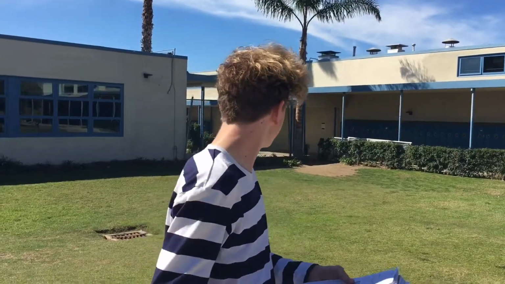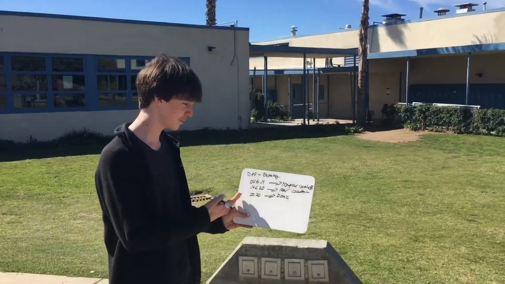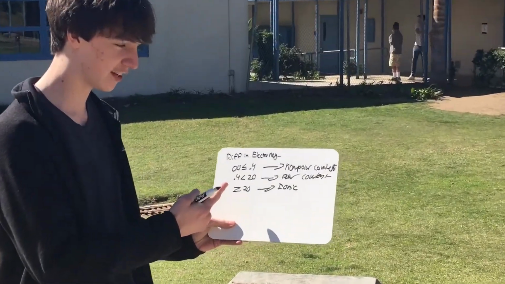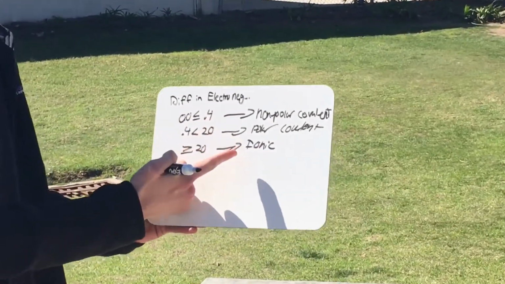Elaborating on what Professor Salon was saying, there are 3 bond types. There's covalent, in which electrons are shared equally between bonded atoms. There's polar covalent, in which electrons are shared unequally between bonded atoms. And there's ionic, in which electrons are transferred from the metal atom to the non-metal atom. Through this chart, you may determine the difference in electronegativity and the type of bond.